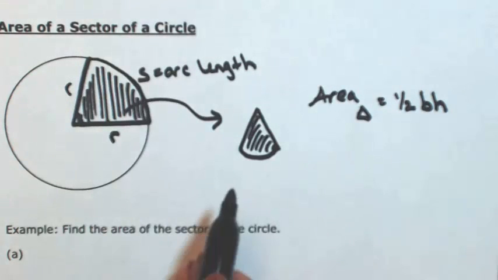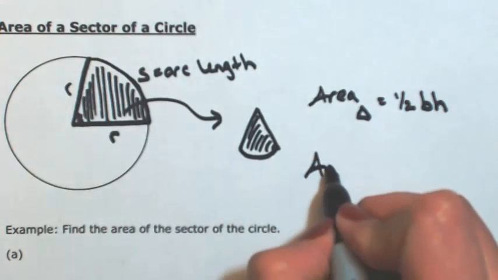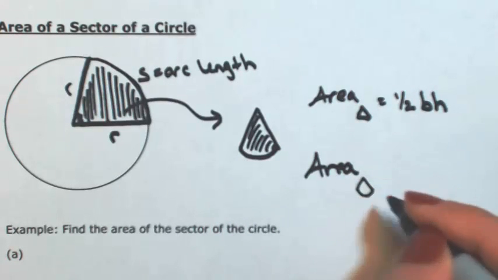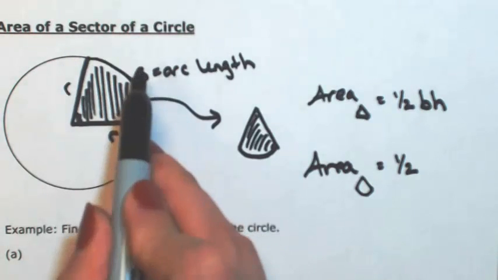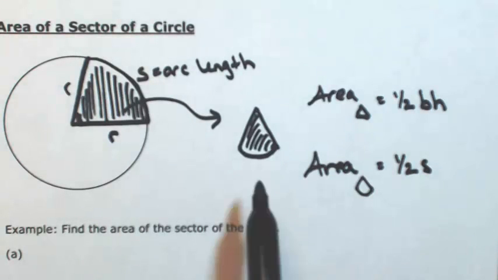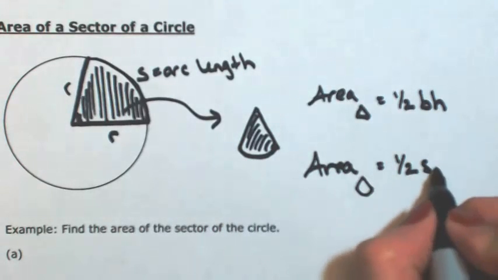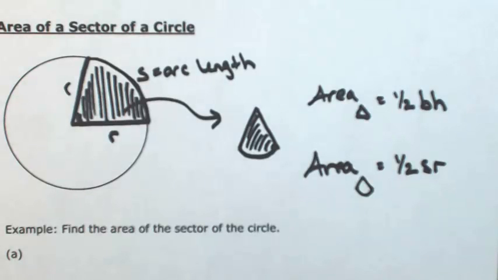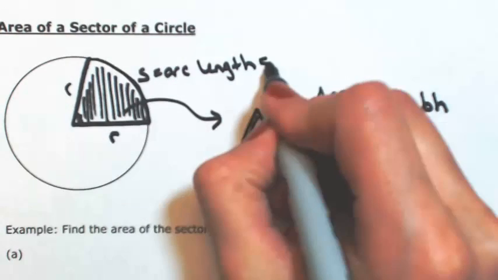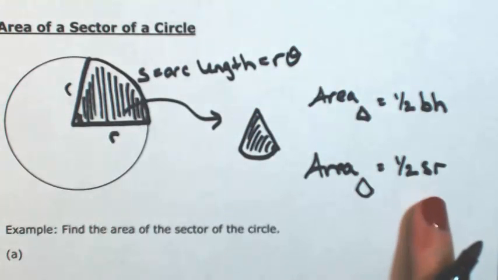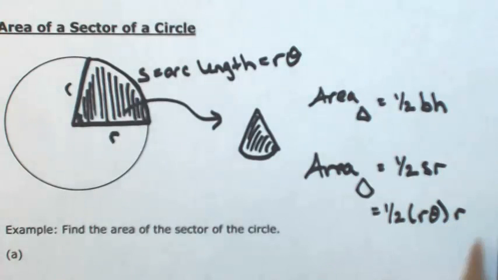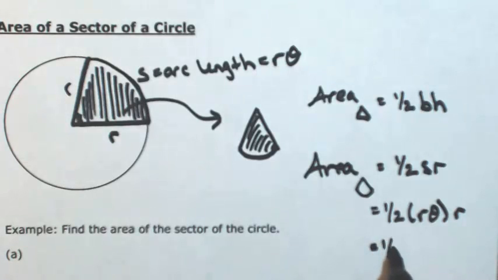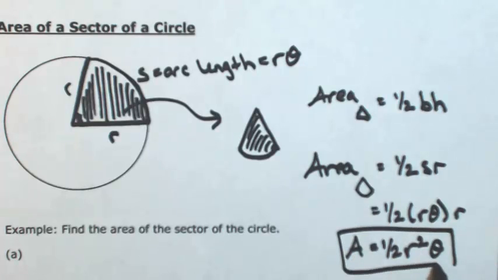So the way that I remember how to find the area of a sector of a circle is very similar. The area of a sector of a circle is 1/2, and the base was the arc length, and the height is just the radius. And remember that arc length can also be found by doing r times theta. So if I replace S with that, we could also write this as 1/2 r theta times r, or 1/2 r squared theta. So we actually have two formulas that we could use.